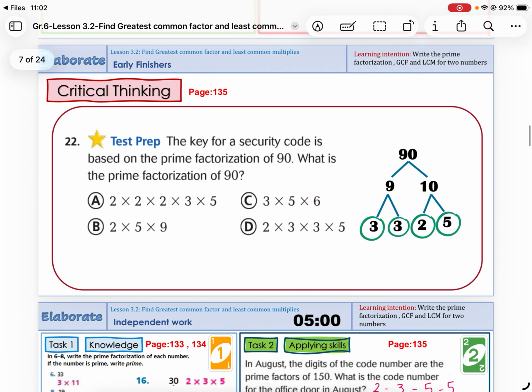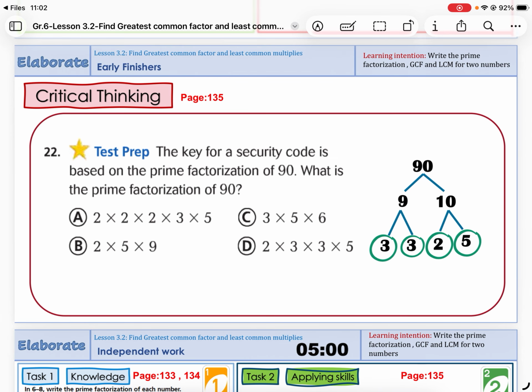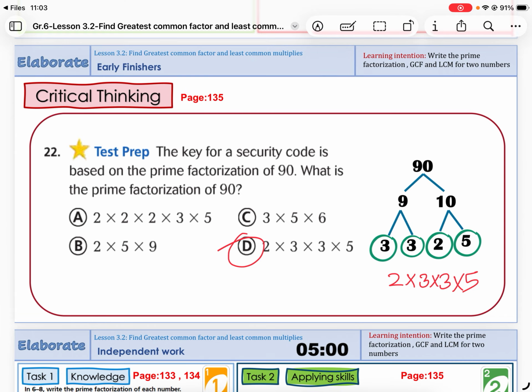Okay? Now, last question for this part of the lesson. The same idea as the top one, the 150. Here they gave you the prime factorization, guys. It's ready. So all you have to do is just pick the right answer. As you can see, when you write it from least to greatest, it's 2 times 3 times 3 times 5. So your answer, it's very obvious, is D. Okay, so sometimes the questions are not that difficult. They're just straight to the point.